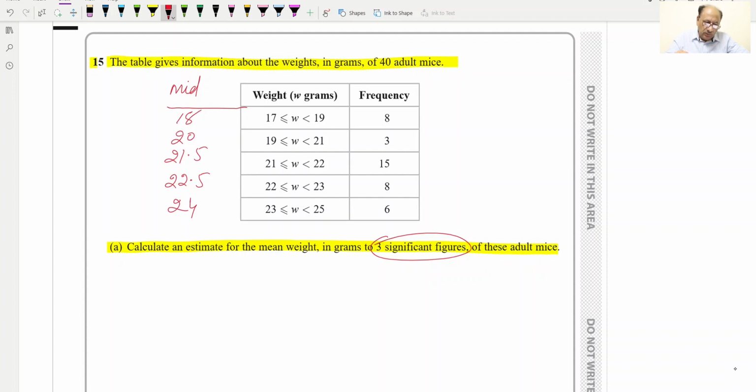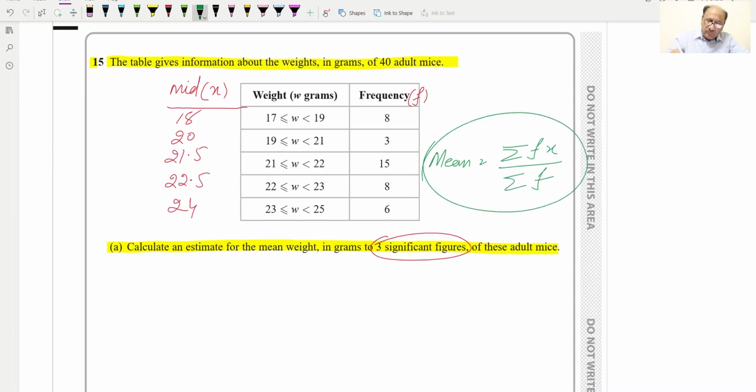Now to calculate the mean, this is our x value, and this is our f value. So what is the formula? The formula is mean is equal to sigma fx over sigma f. This is the formula which we will be applying. So for fx, we will be multiplying the mid value with the frequency, and that one we can calculate over here.